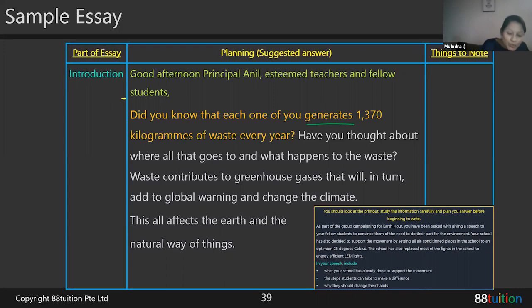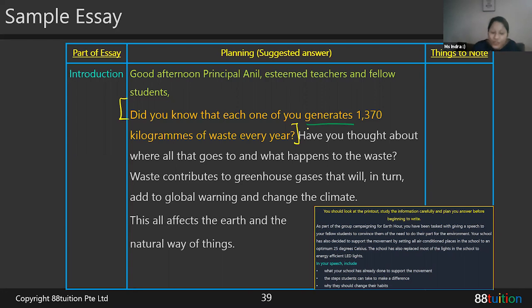Explain to me, or rather think about the question, why we start with a rhetorical question. This is a rhetorical question. I'm not expecting you to answer and say, yes, I know, or no, I don't know. It doesn't work that way. A rhetorical question is very dramatic, right? It hooks the audience. It captures your attention. Oh my goodness, I generate 1,370. What's my weight? Divide by that, how many times of it, if you think about it. So it's basically to stun you, to make you listen, to make you sit up, right?